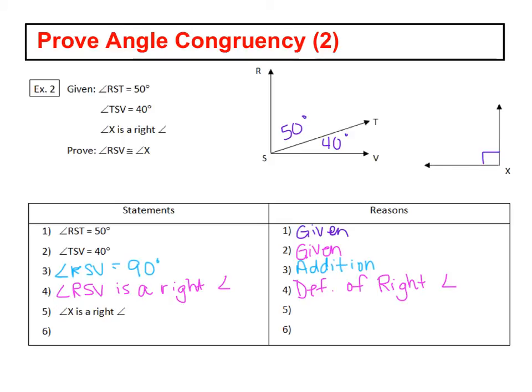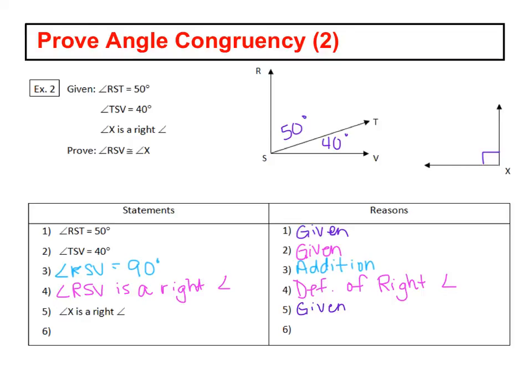All right, then they said, already written in here, angle X is a right angle. How did we know that angle X was a right angle? Remember, that was given to us up there. So what do we have to write in? Just given. It's kind of nice when they give us information. Then the reason is easy to write in.